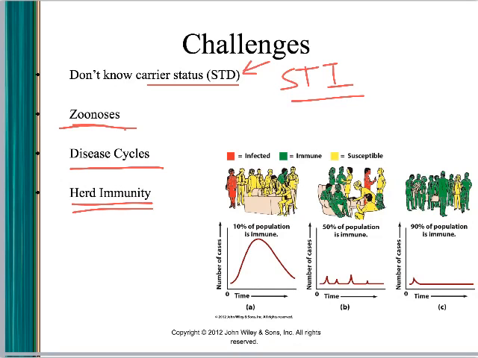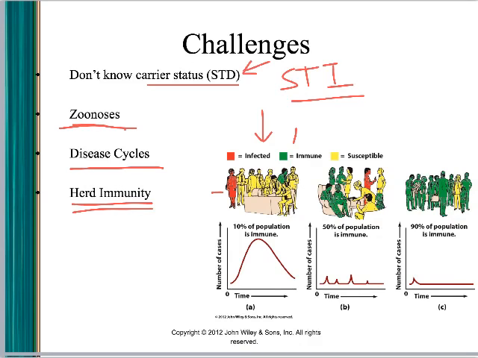Herd immunity we use to help protect people that can't be vaccinated. This picture tries to show you this. The red person is infected, so this one person's infected. Then we have somebody who's immune, and then we have a bunch of people that are susceptible. If this is the distribution of the population, then the disease is going to spread over time. If half the population is immune, then you might have little sporadic outbreaks of the disease.